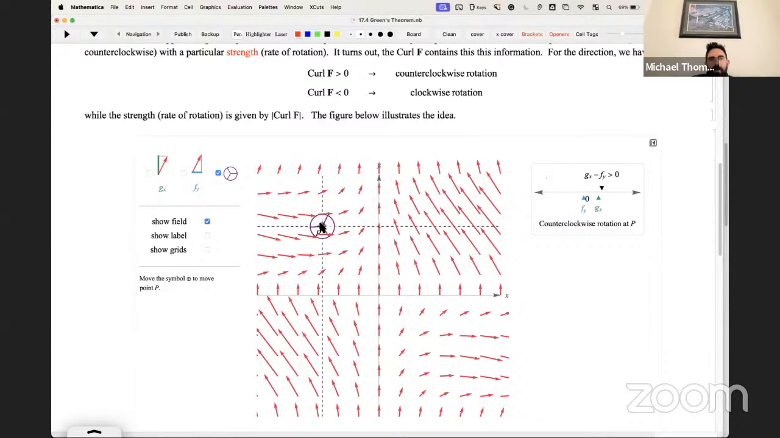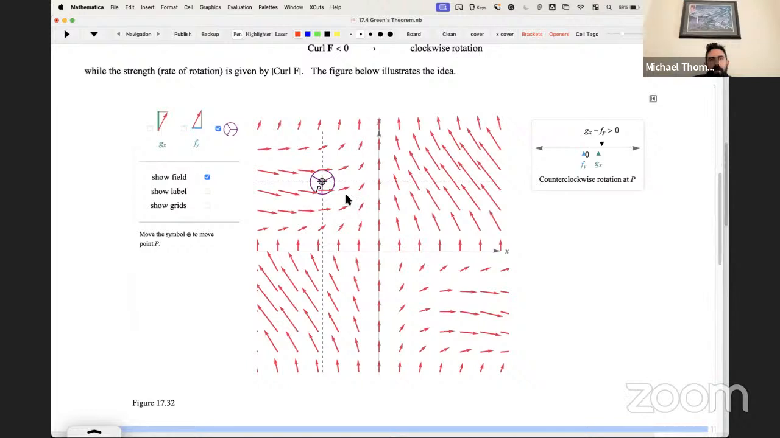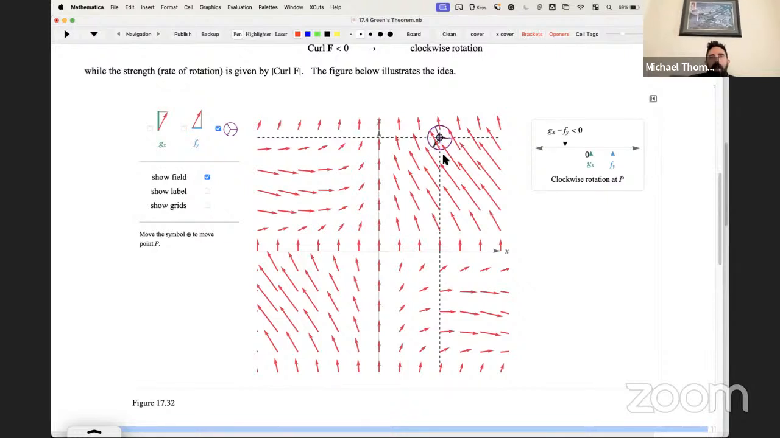You could go over here, anywhere you want. So let's see if we could find one. This is counterclockwise. Let's try and find a point where we have negative curl or clockwise rotation. So let me move around. Okay, there we go. So over here, what's happening is your paddle wheel is rotating in the clockwise direction. Now, intuitively speaking, can you kind of see why that would happen?